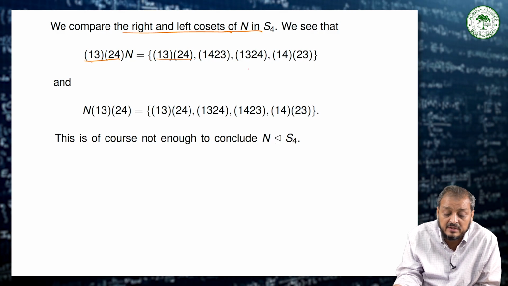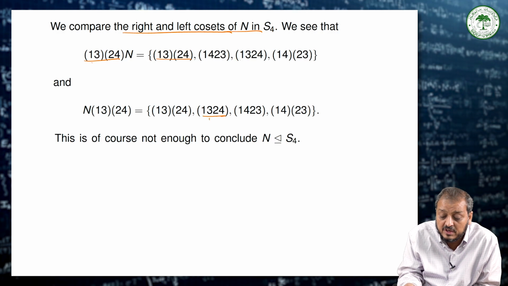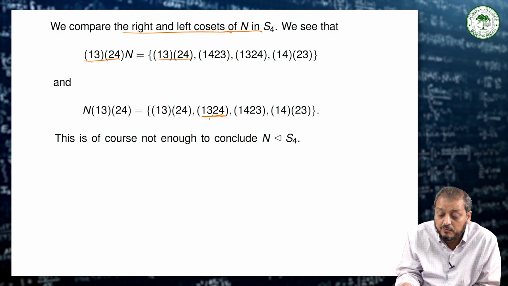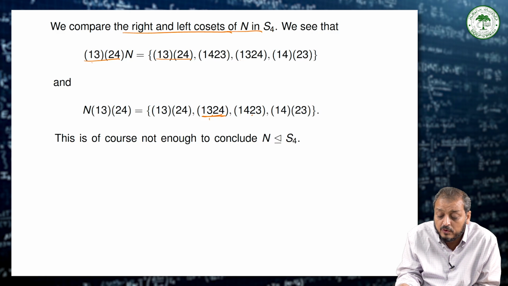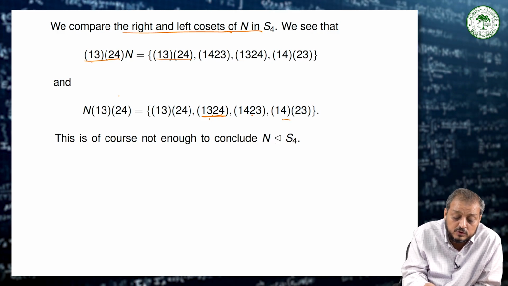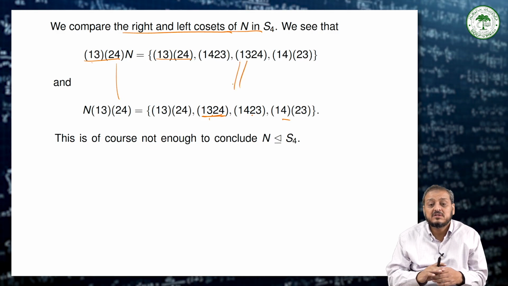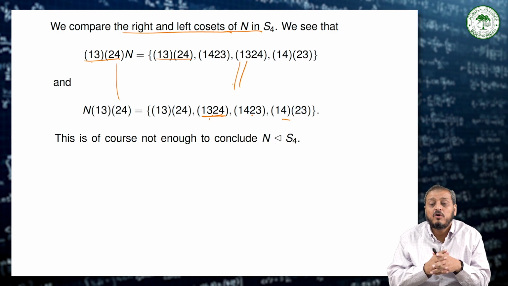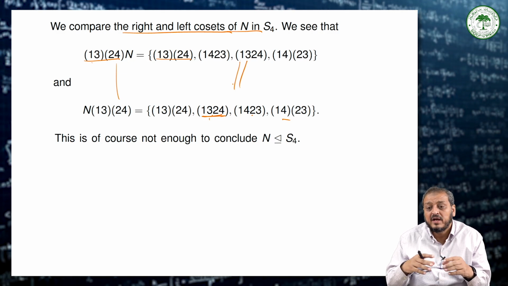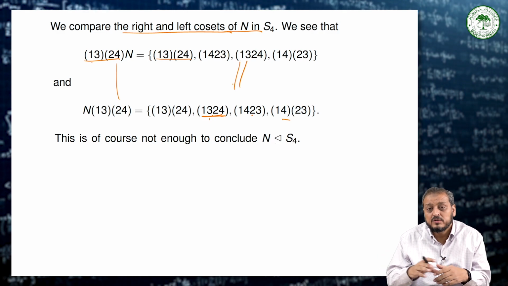Then if we go to the right side, we have 1 3 2 4, 1 4, 1 4 2 3, and then we have this. Now we have to show that these two sets are the same, but this of course is not enough to conclude that N is a normal subgroup of S4. So this is not enough.